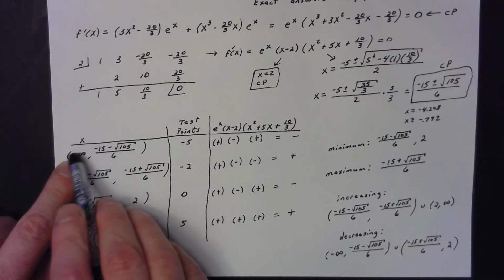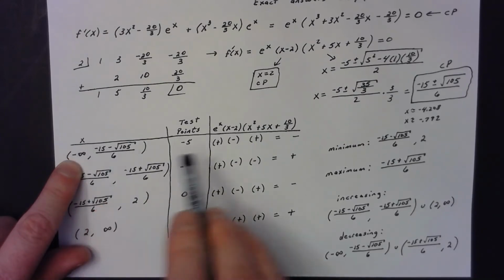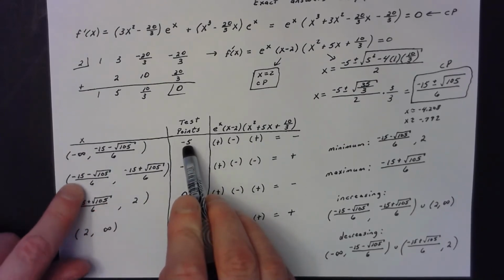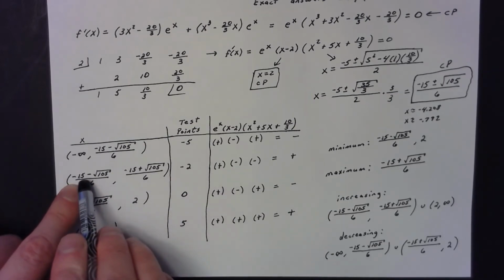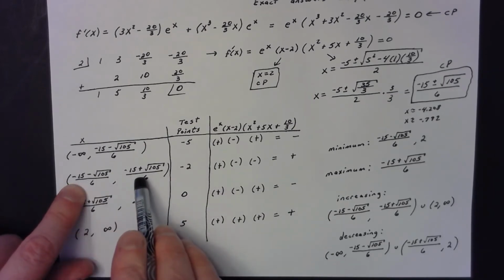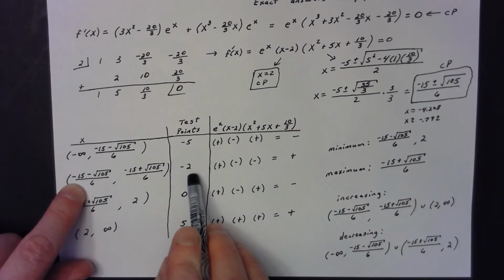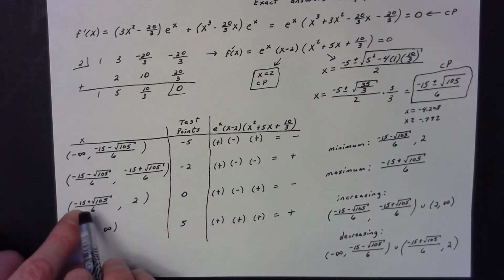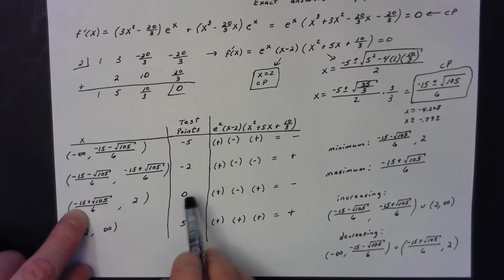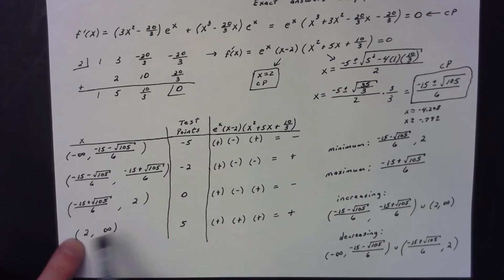So some number between negative infinity and -4.2, I chose -5. Some number between -4.2 and -0.79, I chose -2. Some value between -0.79 and 2, I chose 0. Some number between 2 and infinity, I chose 5.